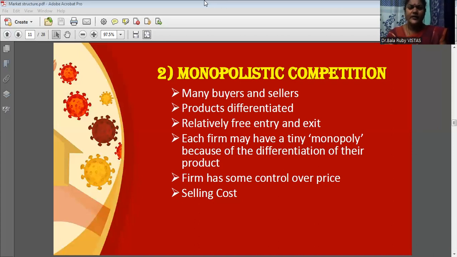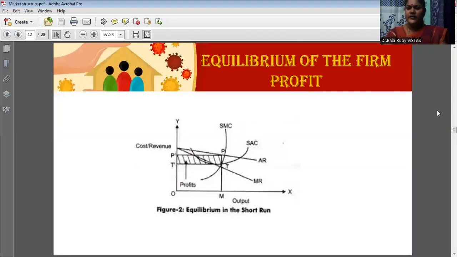And the main important feature in this monopolistic competition is selling cost. See, selling cost, the main example is advertising cost, because when we want to sell our commodity, we have to spend some amount of money as advertisement expenses. So selling cost is the main feature of this monopolistic competition. Then in this monopolistic competition also there is an equilibrium condition. Next we will discuss the equilibrium of the firm.